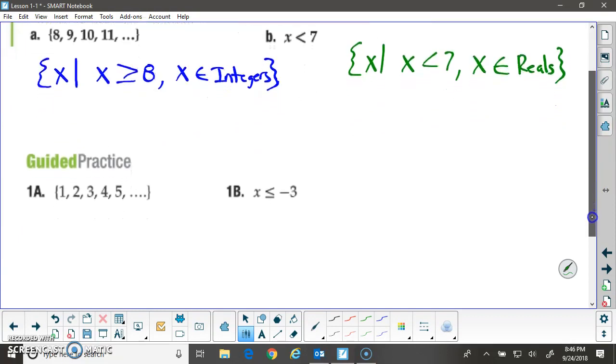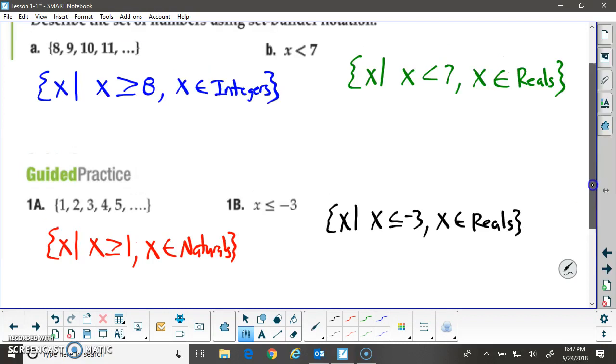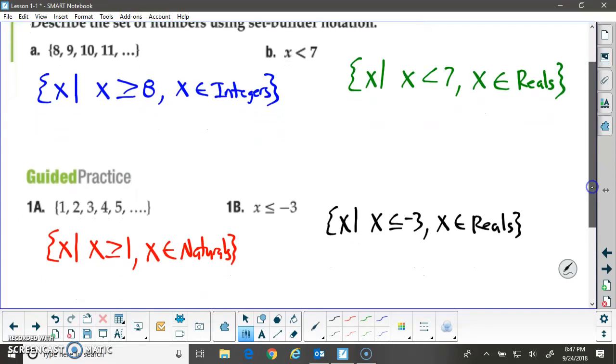2 more examples of writing in set builder notation. You can see the next set, 1a, we'd have all numbers x such that x is greater than or equal to 1, and x is an element of, this would be natural numbers. And then the last example here, 1b, again we'd say all numbers x such that x is less than or equal to -3, and x is an element of the real number system. So those are 4 examples of writing a different set in what's called set builder notation.